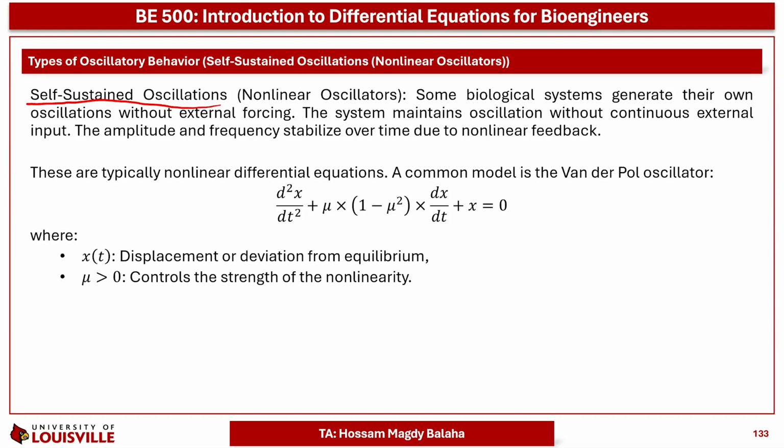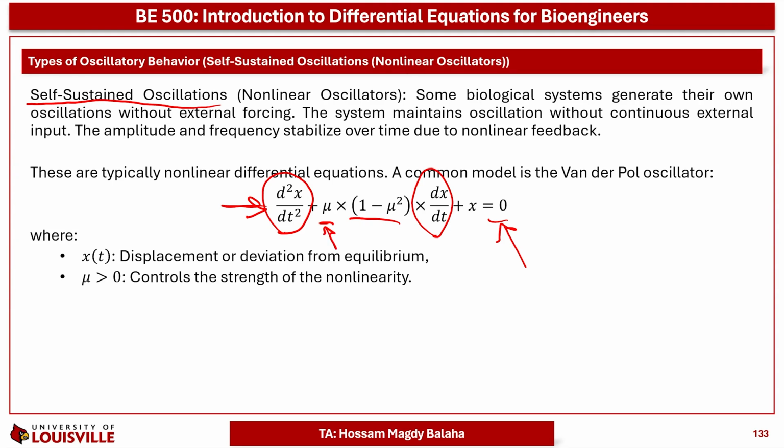A common model is called the van der Pol oscillator, and we have the second derivative plus mu multiplied by (1 minus x squared) multiplied by the first derivative plus x equals 0. So there is no external force, but this model has an internal nonlinear feedback, and this will generate nonlinear oscillators. Here, mu is greater than 0, and it controls the strength of the nonlinearity.